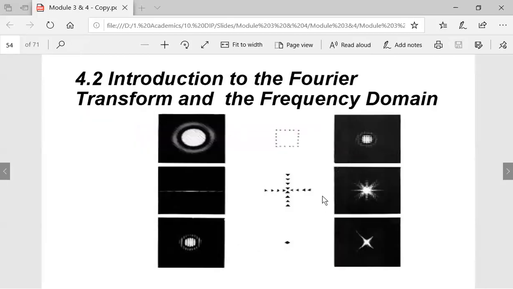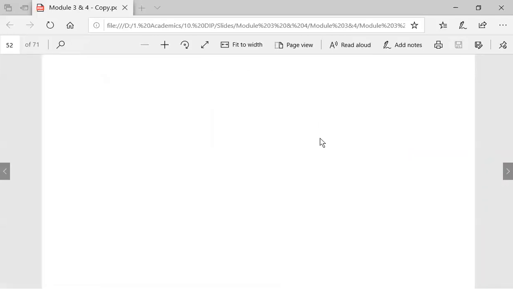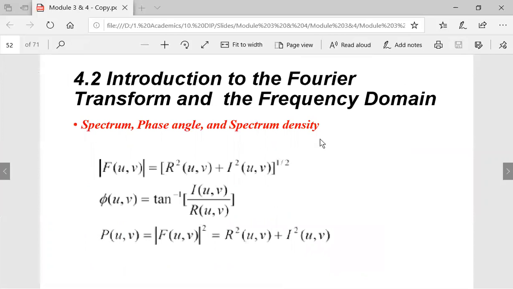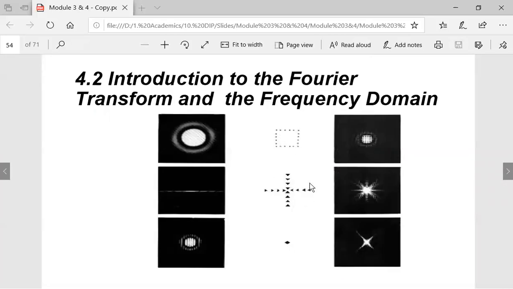There are a few more pieces of information. These are the original images. After applying these templates, you're going to get this kind of output in the frequency domain. When you apply the magnitude of the spectrum, the first image was showing that, the second one was the phase angle, and the third one was the power spectrum. So when you apply the magnitude of the spectrum, the phase angle, as well as the power spectrum, you're going to get these outputs.